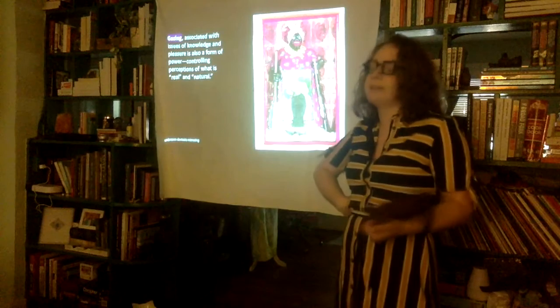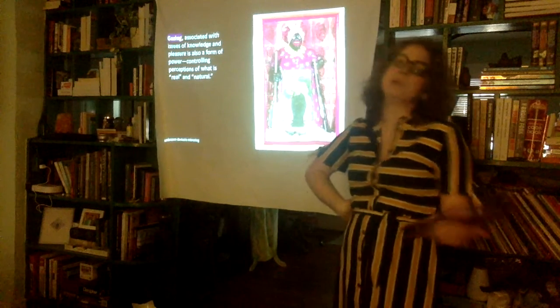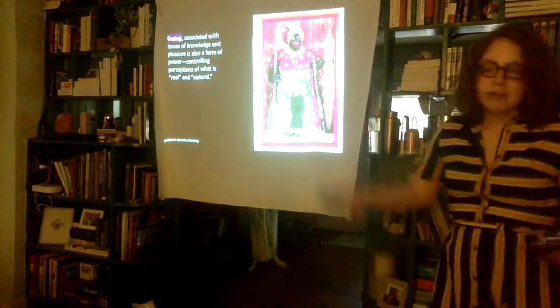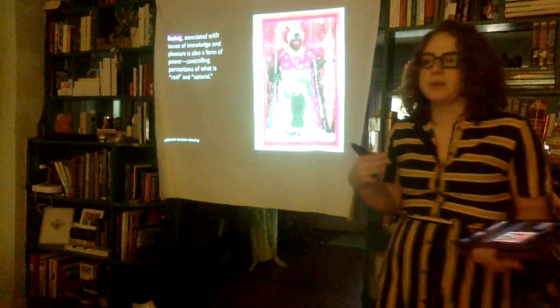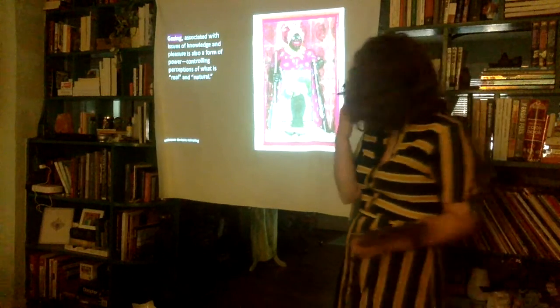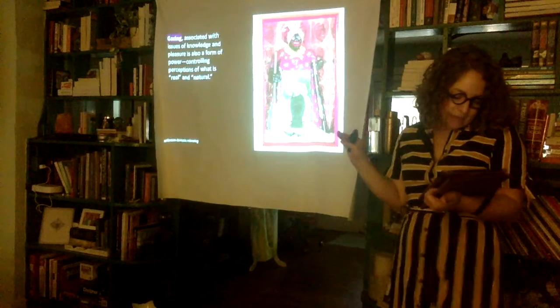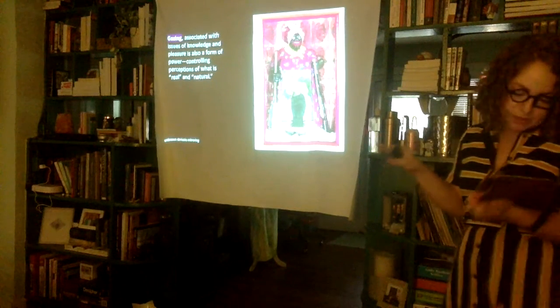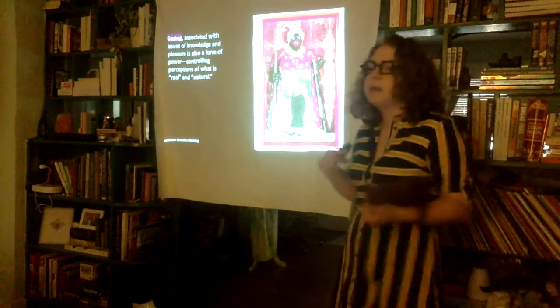So the gaze is about who is watching who, who is doing the watching, and who is being watched. And that's why there are power structures, because if you're the one doing the watching, then you are in the position of power. All right, so this is Betye Saar's The Liberation of Aunt Jemima. I'm sure that y'all know what Aunt Jemima is.